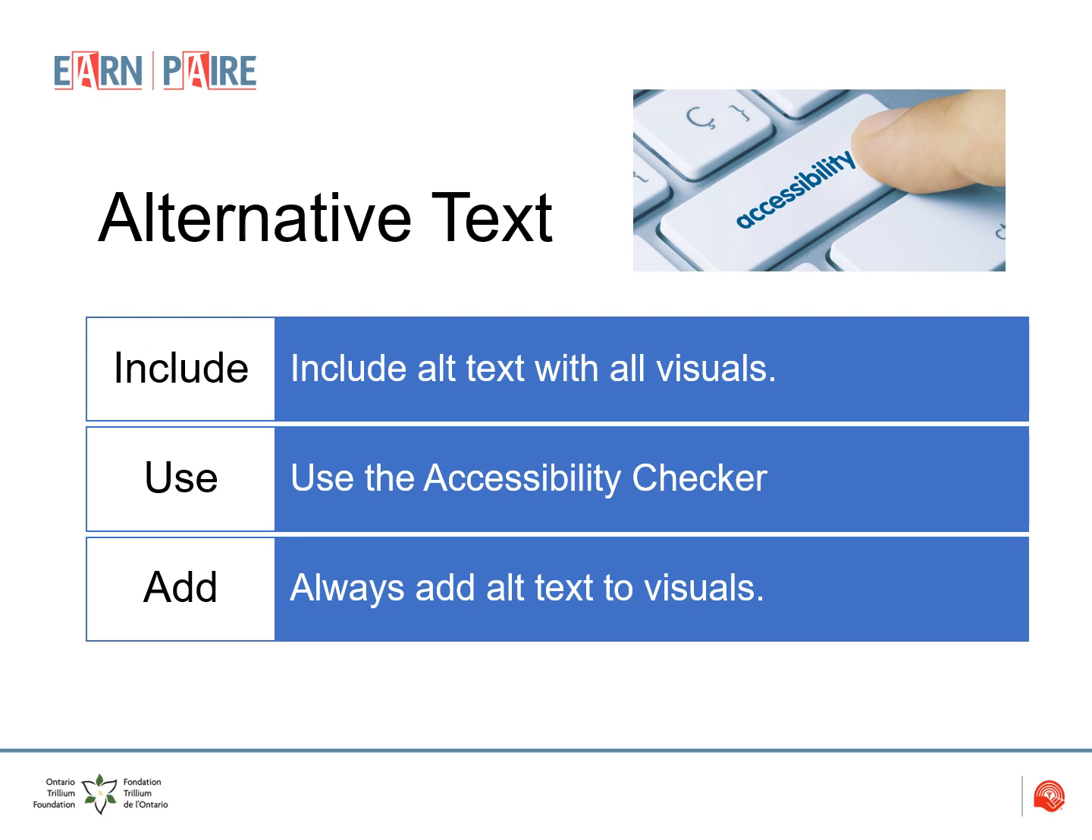A good guideline to use when adding alt text to images is to use simple plain language that briefly describes what content is being conveyed. For example, on this image, a finger pressing a keyboard button that says accessibility.